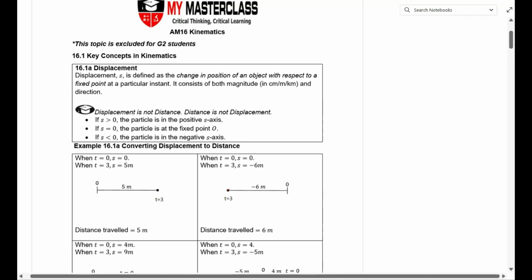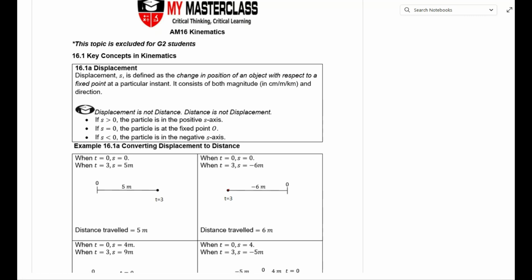This topic is about kinematics. Before we start, let's go through some key concepts and keywords that we'll be using in this topic.